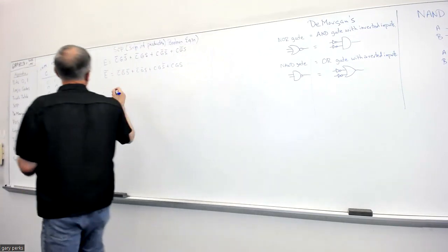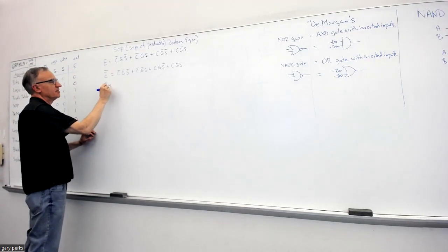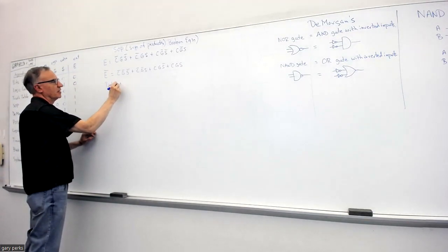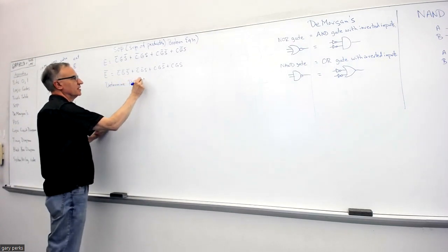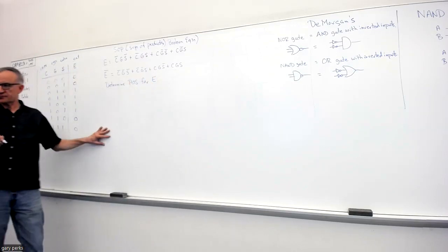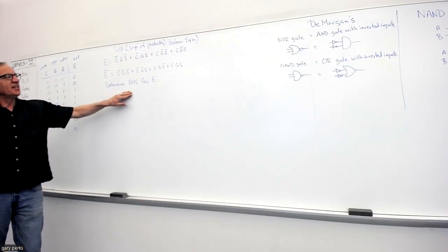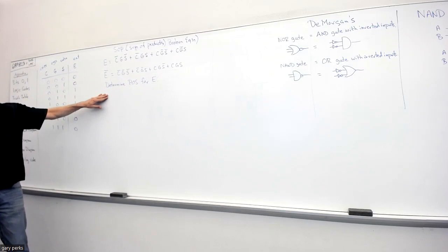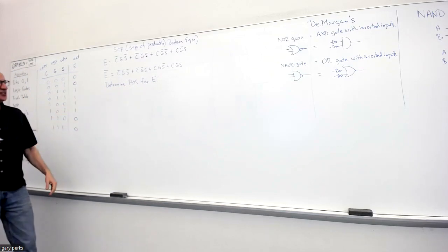Okay, so what we're going to do next is determine POS for output E. Now, this next line is very important. Just take my word for it for now, and then you'll see why when we get finished here.